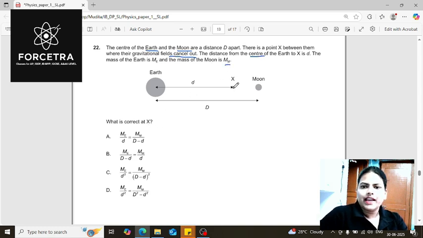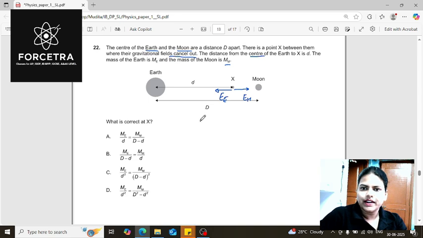So in the question it is given that at point X the gravitational field is 0. This is because the gravitational field due to Earth, which I am representing with Ee, and due to Moon, Em, are equal and opposite at point X. That's why they are cancelling each other.